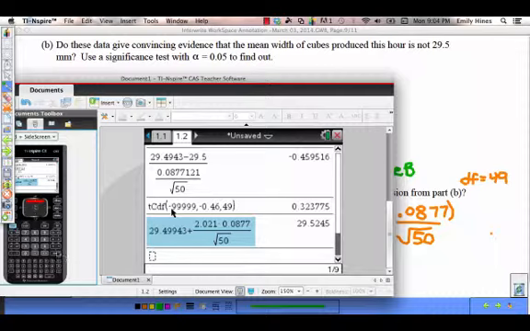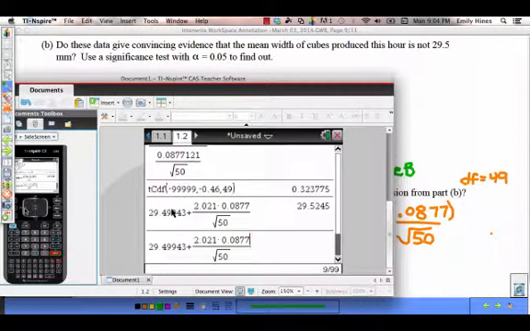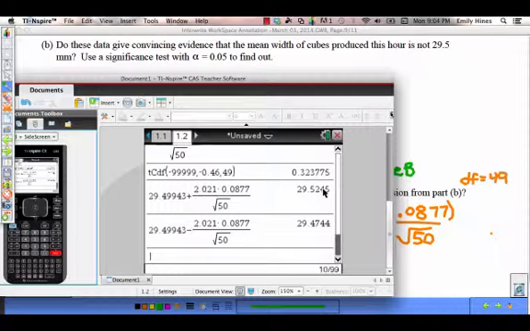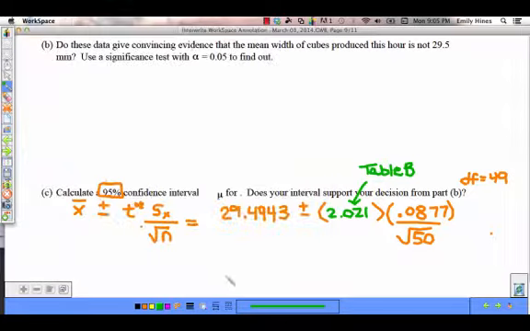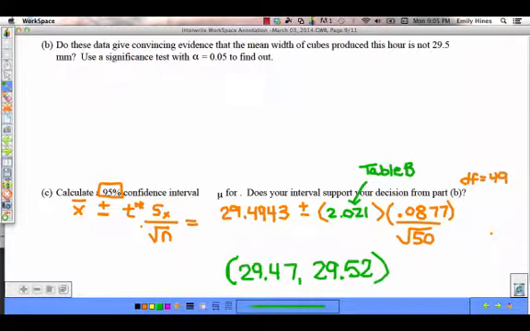And then I go here and I say subtract. So I delete this and put subtract. And I get 29.47. So this interval down here goes from 29.47 to 29.52. Okay, notice that 29.5 is right there in the middle of this interval.